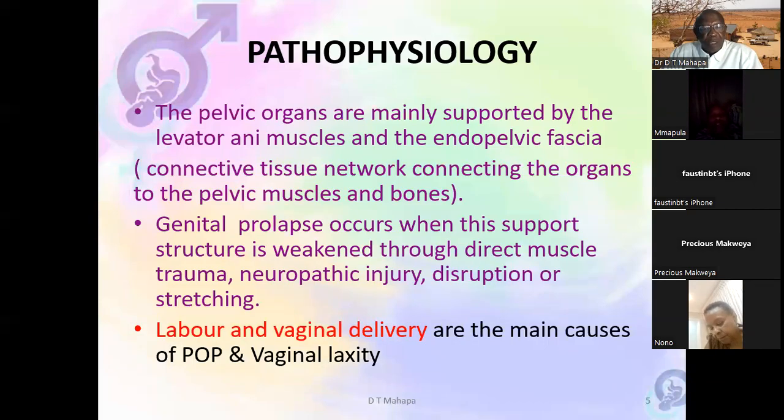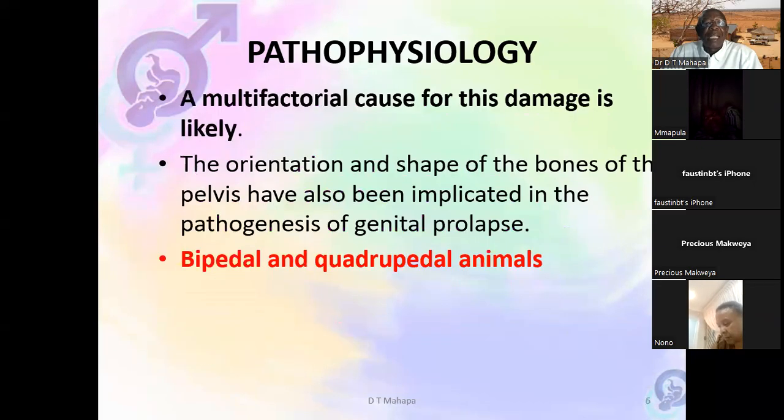In women, for the majority, vaginal delivery, pregnancy, and labor are the common causes of pelvic organ prolapse and vaginal laxity. So we will discuss this in relation to labor and vaginal laxity. Other things like trauma can also cause that, but we will not concentrate on them.